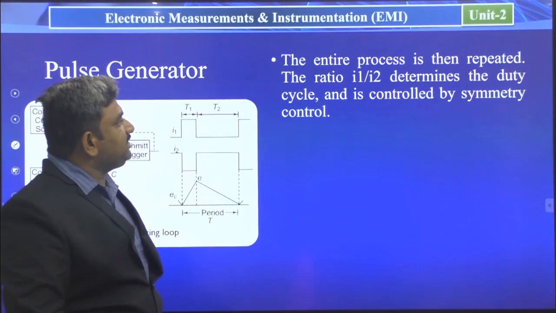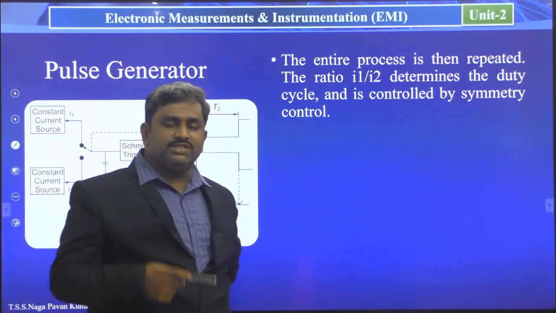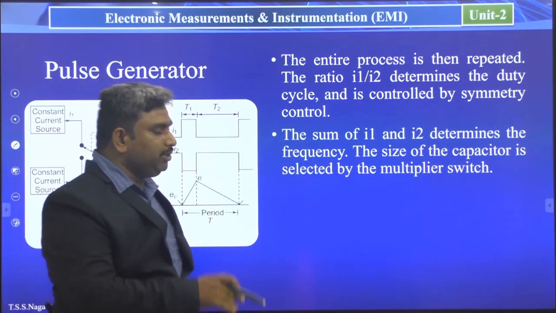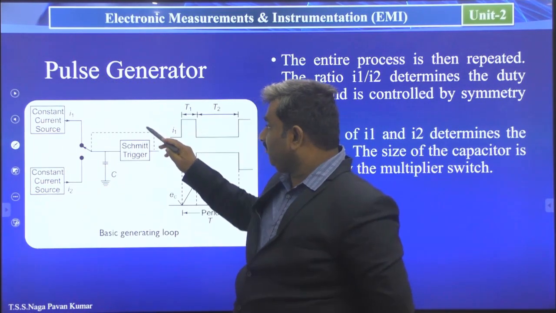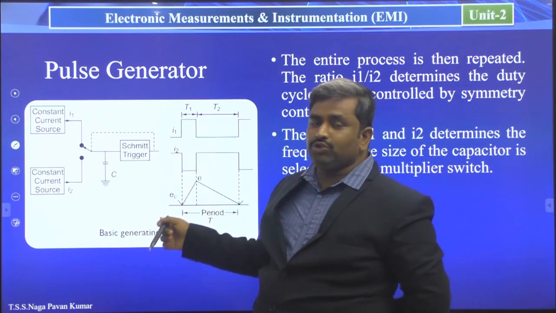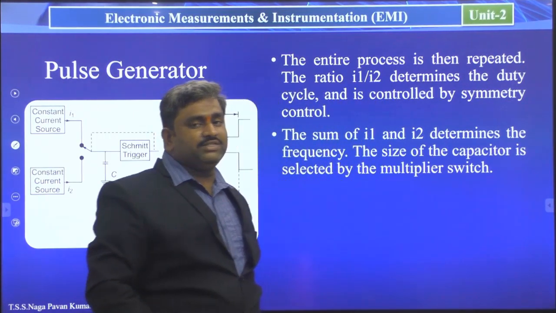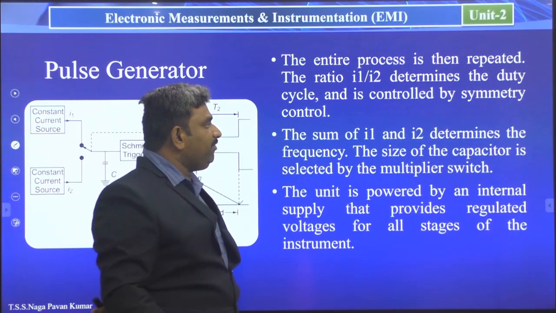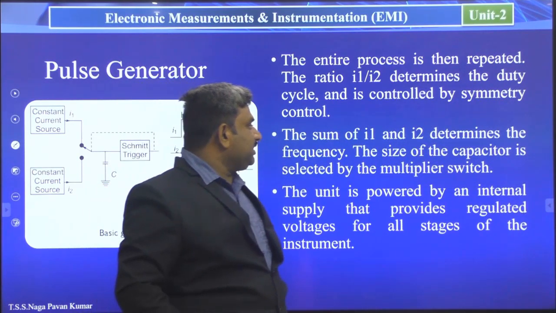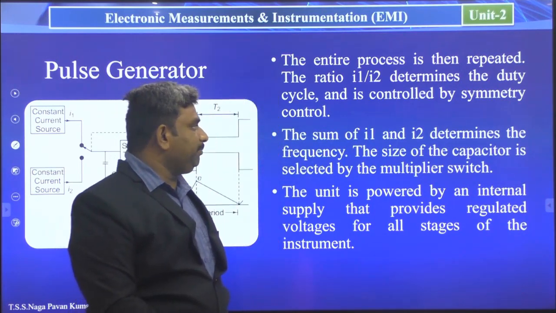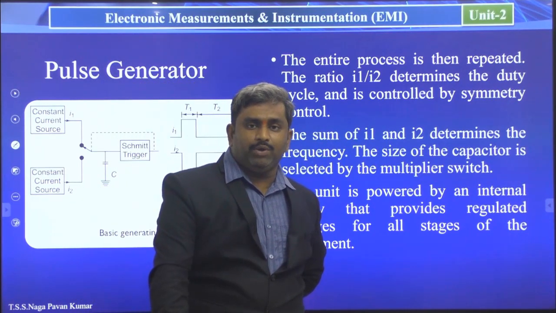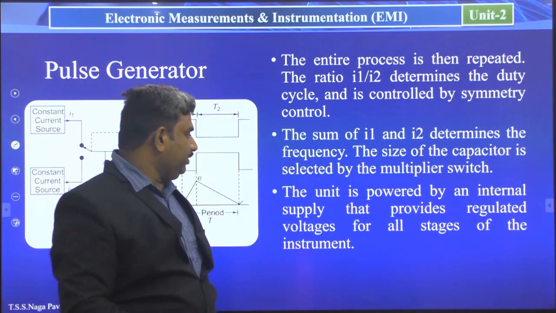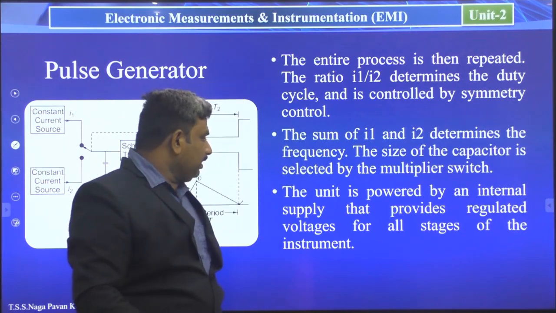Next, the entire process is then repeated. So this process is continuously repeated. The ratio of I1 to I2 determines the duty cycle. How much current you are giving at I1 and I2, this ratio will decide the time period or pulse width of the signal. The sum of I1 and I2 determines the frequency. The size of the capacitor is selected by the multiplier switch. By combining I1 and I2, we can say that this is the frequency. Like that, we can declare the frequency values with the help of I1 and I2 current timings.